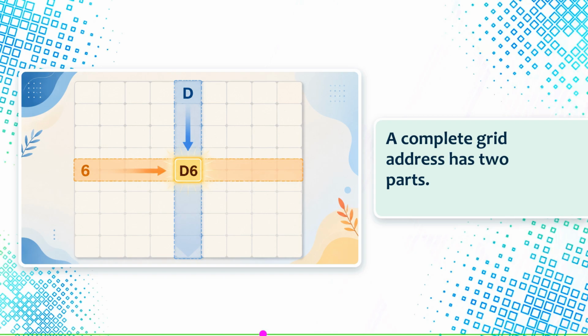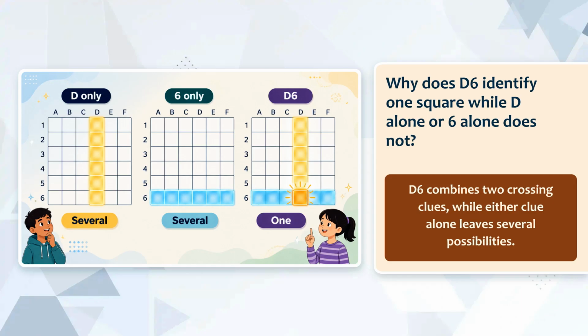A complete grid address has two parts. Both parts must be read together and in the correct form. Compare how many squares remain in each view. Why does D6 identify one square while D alone or 6 alone does not?